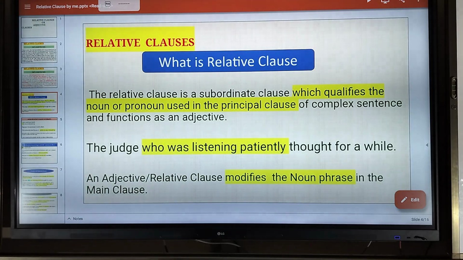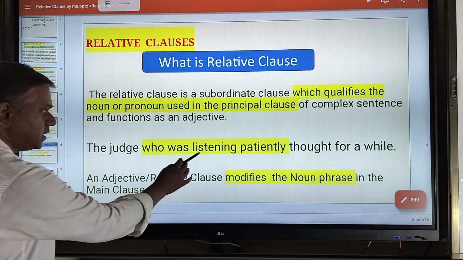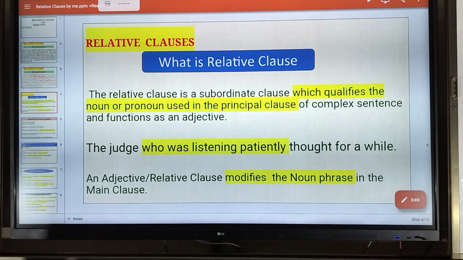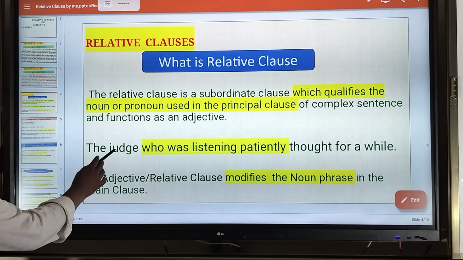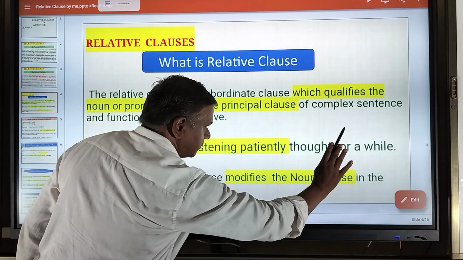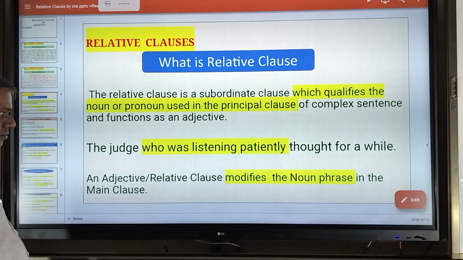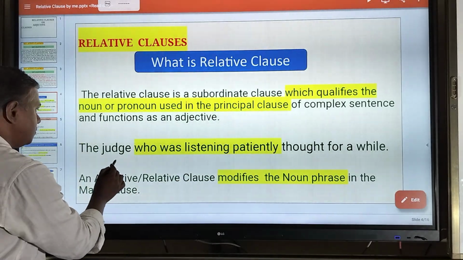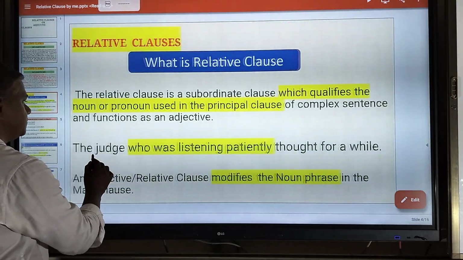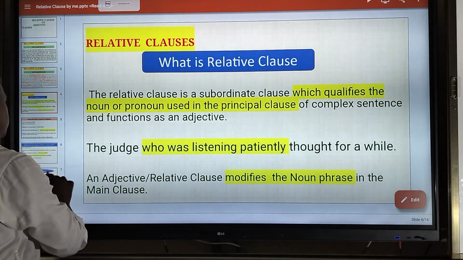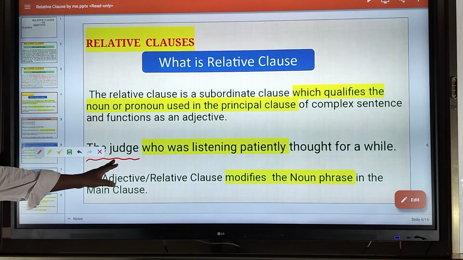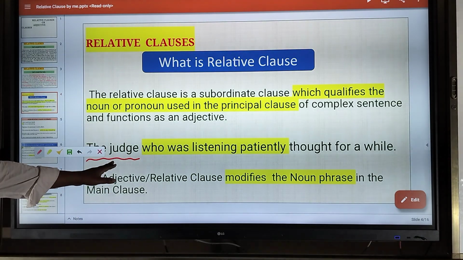You find here, the judge who was listening patiently thought for a while. Which one is the principal clause? The judge thought for a while. This one is the principal clause. And in this principal clause, which one is the noun? Noun is the judge. Yes or no? The judge is the subject.